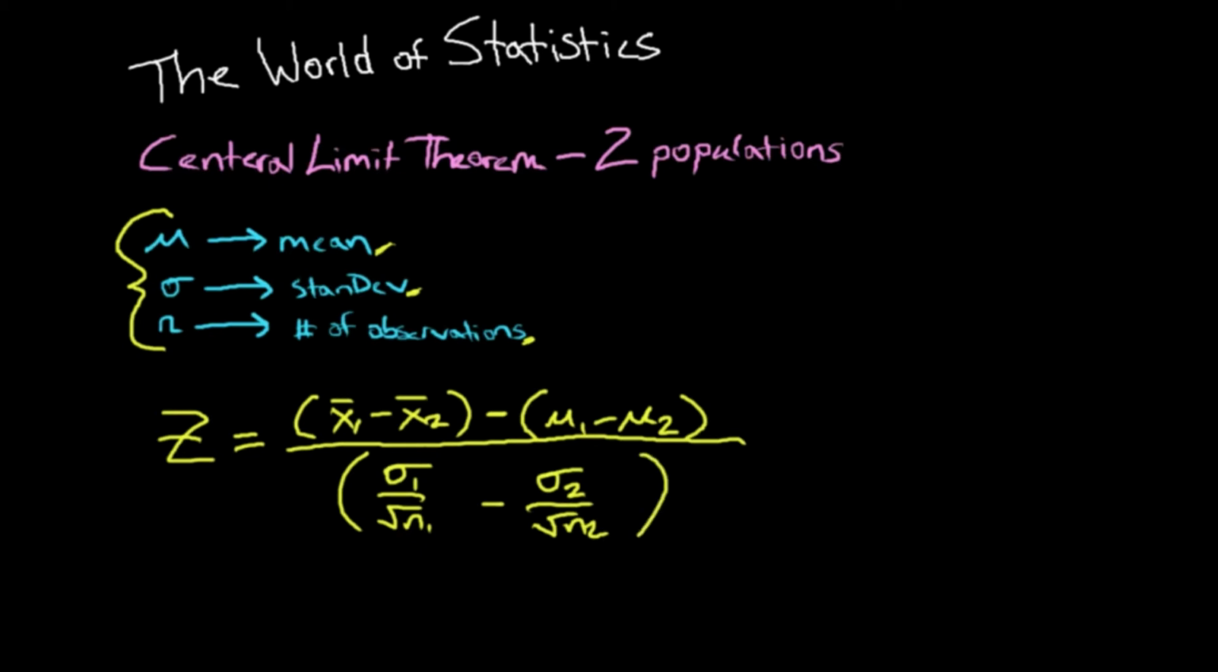So it looks very similar to the Central Limit Theorem formula, except we're going to be subtracting our population means here, and then we're going to be looking at the combination of our bottom values, which is the standard deviation over the square root of n. So this is the formula that you use when looking at two populations using the Central Limit Theorem. Let's go ahead and look at two examples of using this.